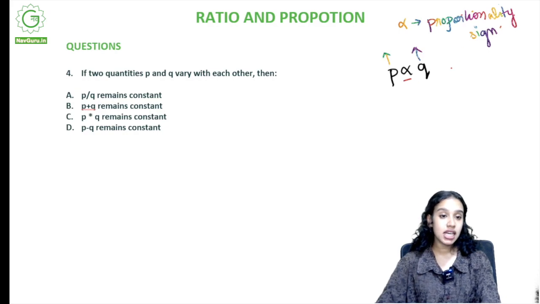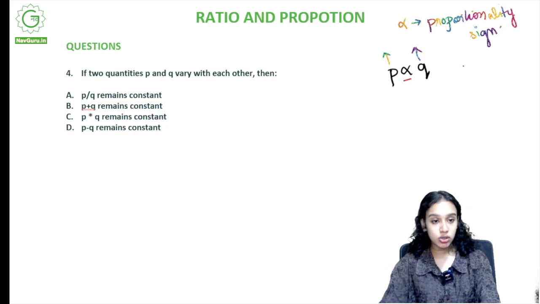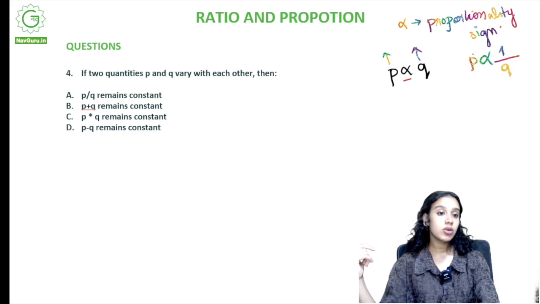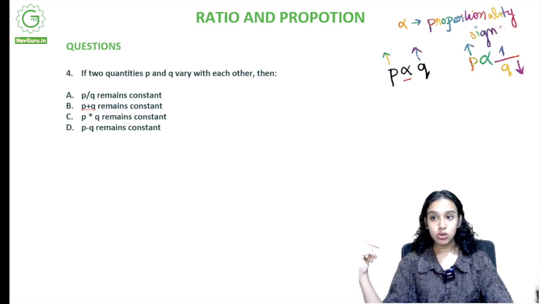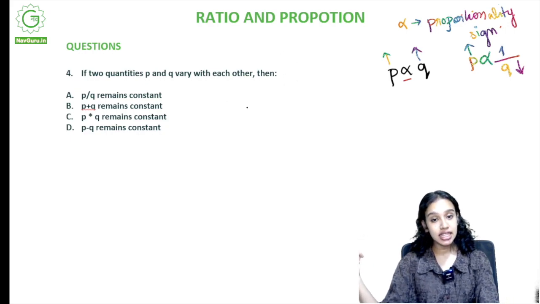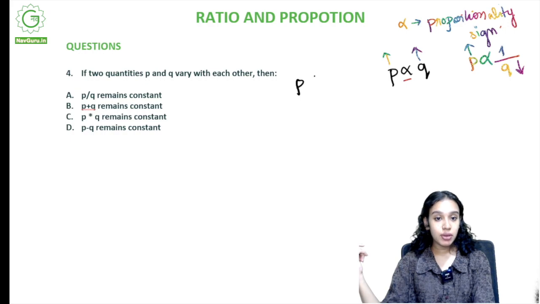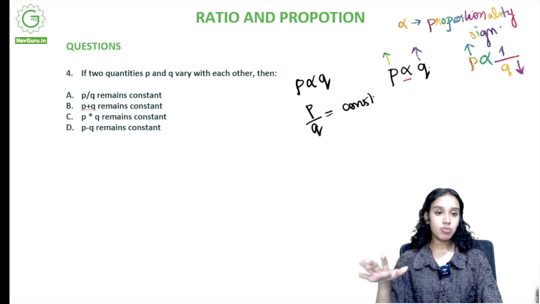Now, how do we say that P is inversely proportional to Q, or that when P is increasing, Q is decreasing? We say that P is directly proportional to 1 by Q. Now, we know that when P is increasing, Q is decreasing, right? So, here the question is, if two quantities P and Q vary with each other, then we have two answers here. If P is directly proportional to Q, we could say that P by Q is equal to a constant. How did this happen? This is a pretty simple concept.